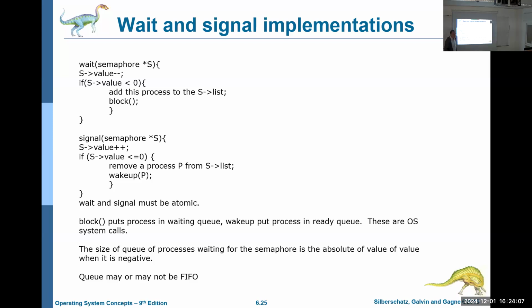But if it's less than 0, then add this process to the S list, to the list on this semaphore S. Notice S has a value and S has a list. We just said S is a structure. It has a value and a list. So the value we lower and we put it onto the list. And we don't let it go in.